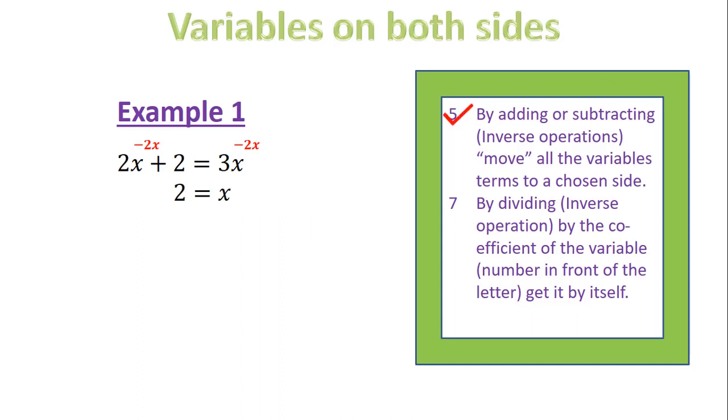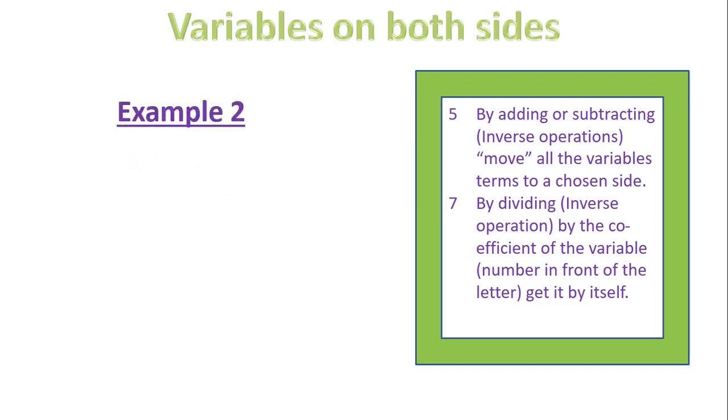Step 5, done. Step 7 says, by dividing by the coefficient of the variable, get it by itself. So, at this stage, there's no number in front of it. And so we don't have to do anything for step 7. Step 7 is in fact already done, and our final answer is just 2 equals x, or x equals 2.